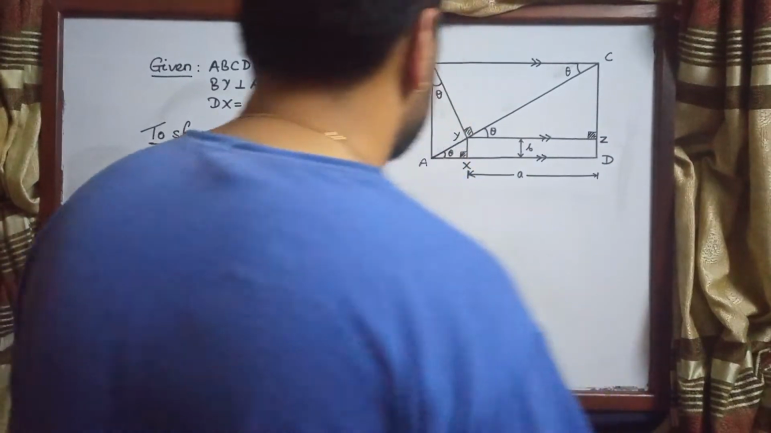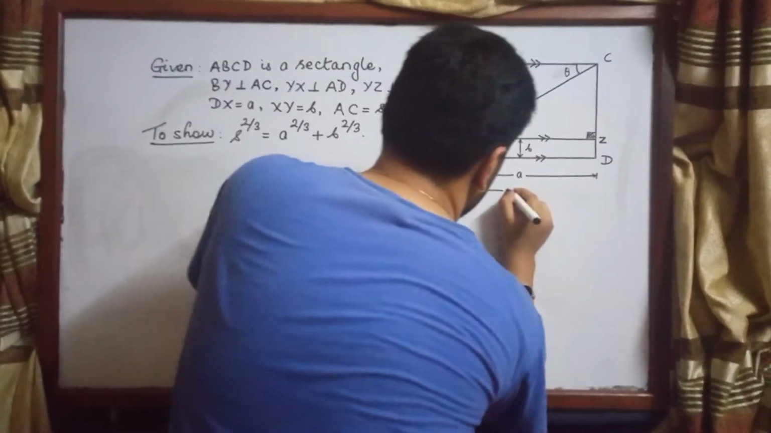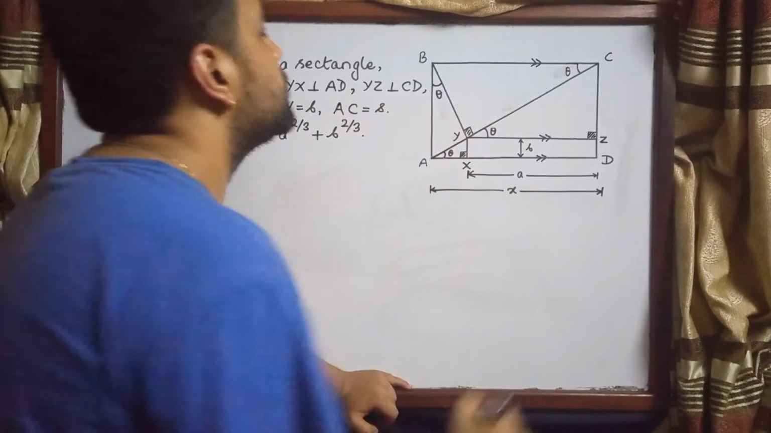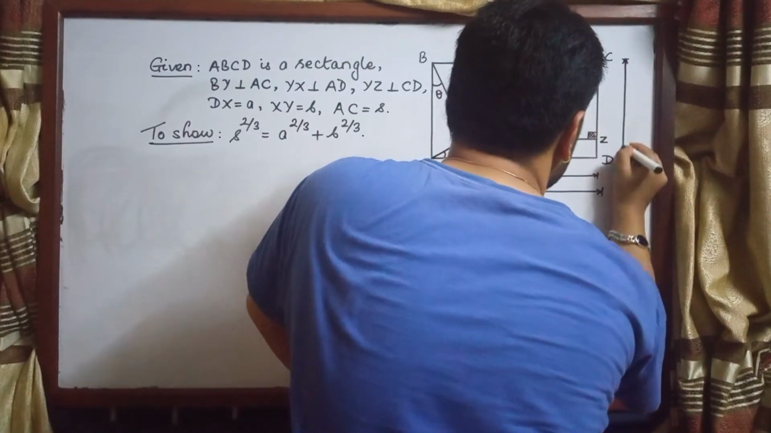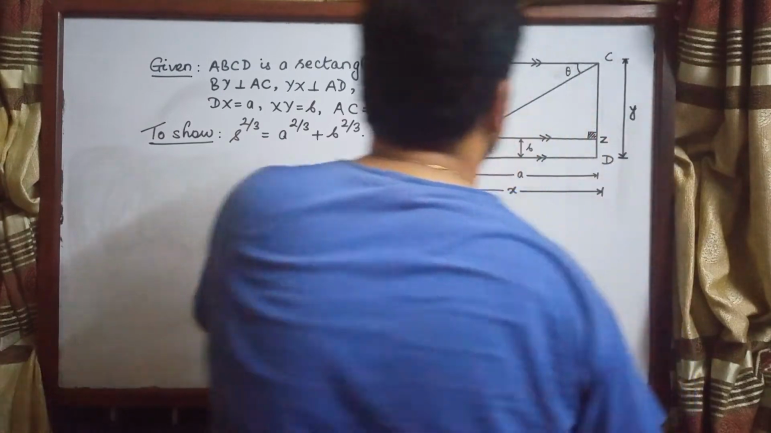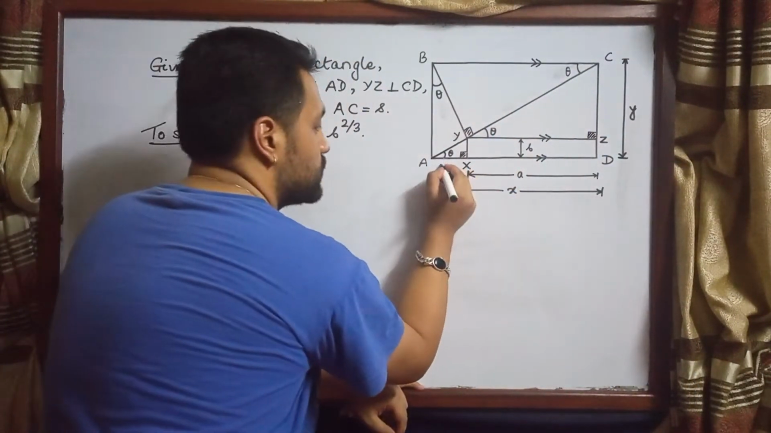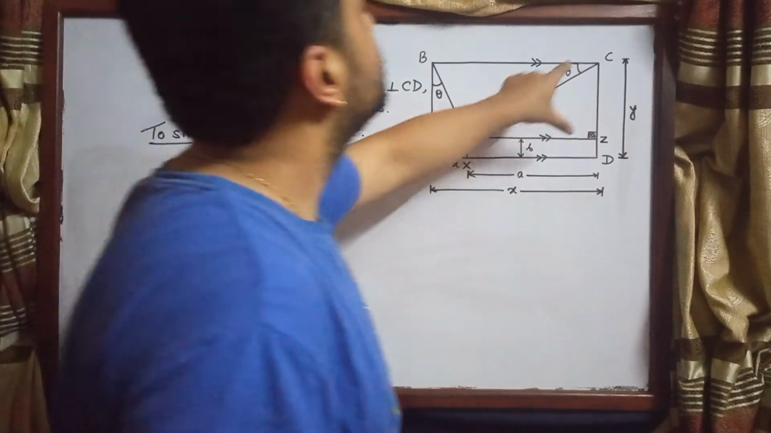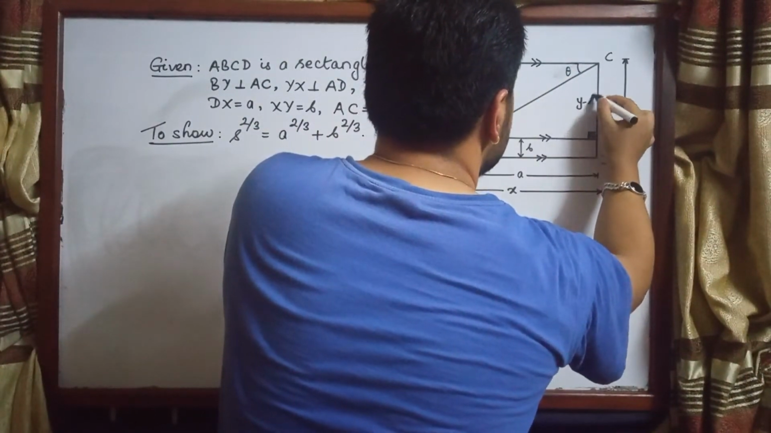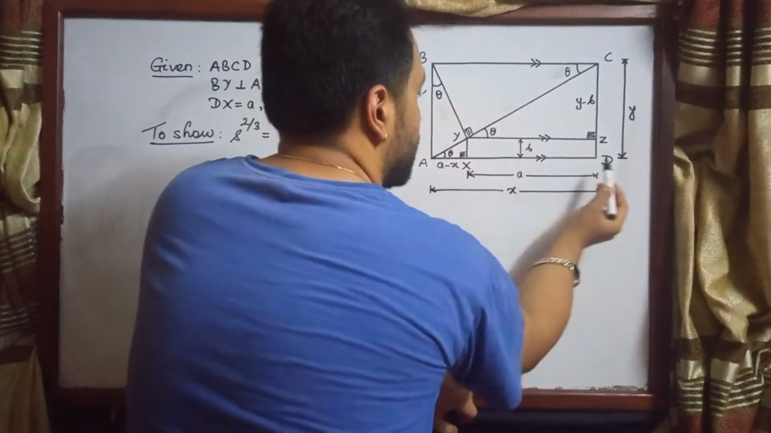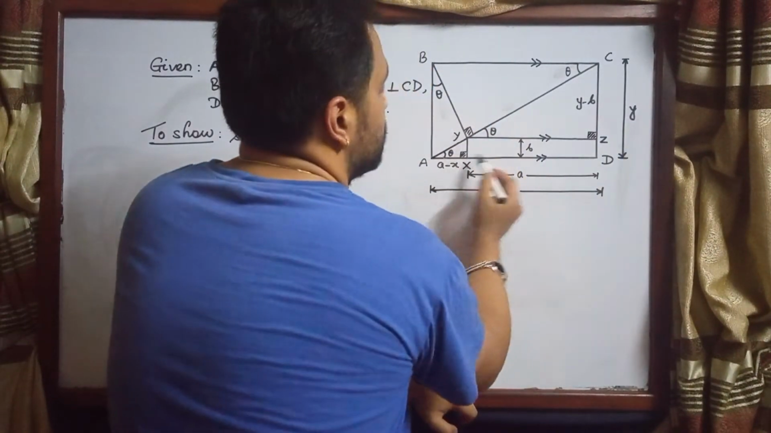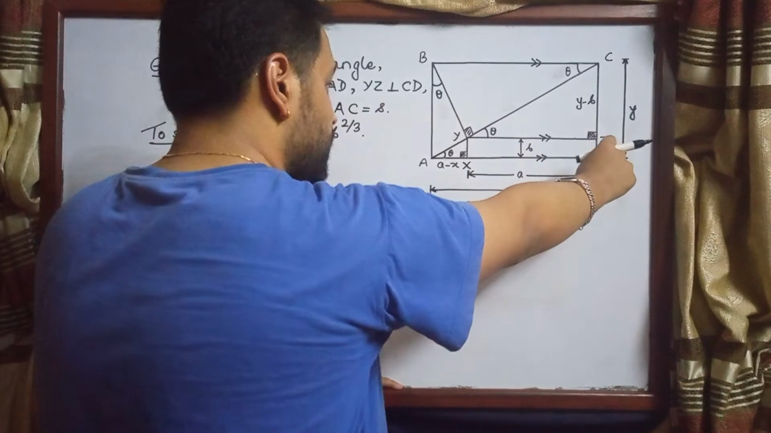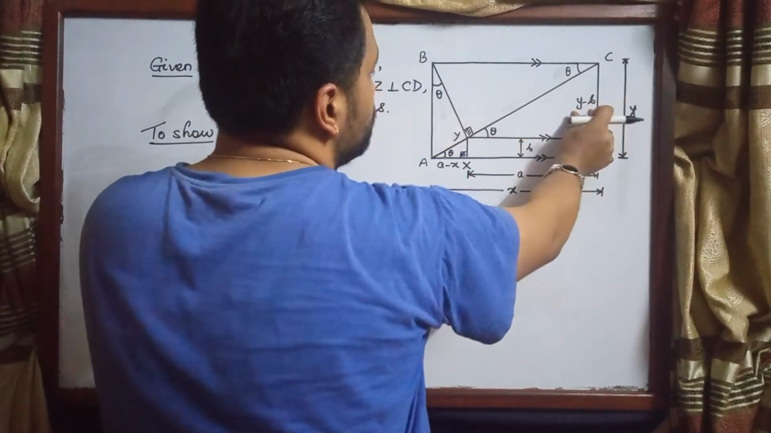Let's make another assumption that AD is equal to X, and that CD is equal to Y. Then this length AX is equal to A minus X, and the length CZ is equal to Y minus B, because this is B and this DXYZ is also a rectangle, which means DZ is equal to B. The whole length is Y, so CZ is equal to Y minus B.